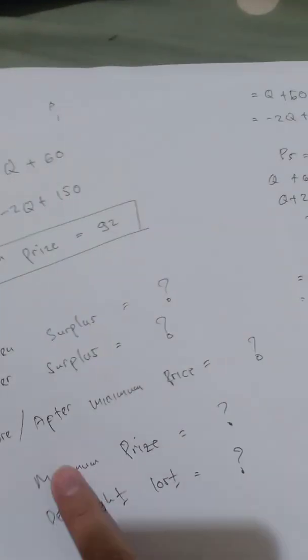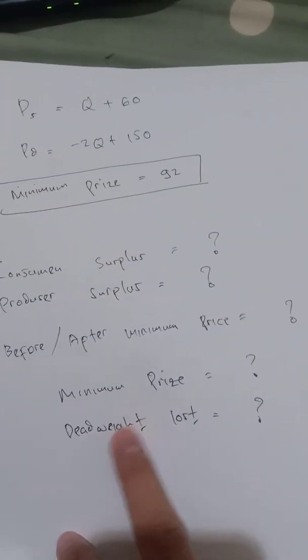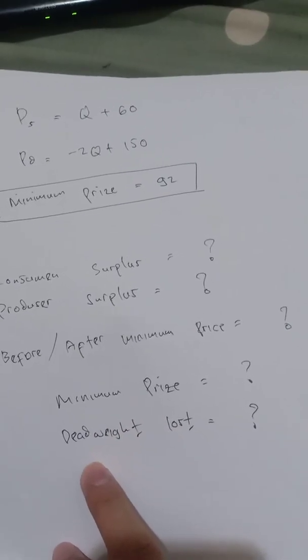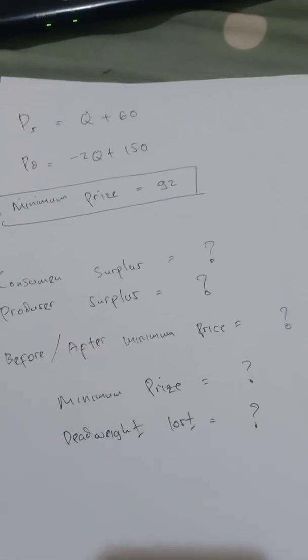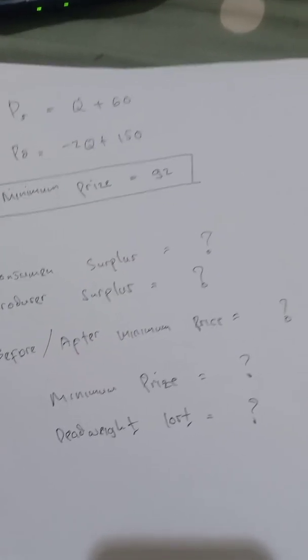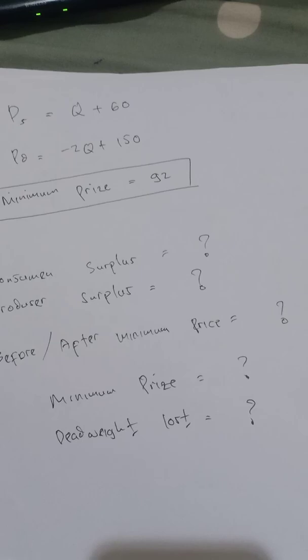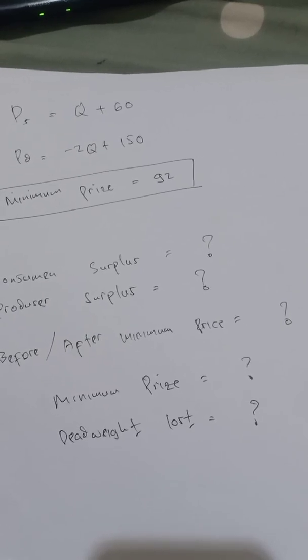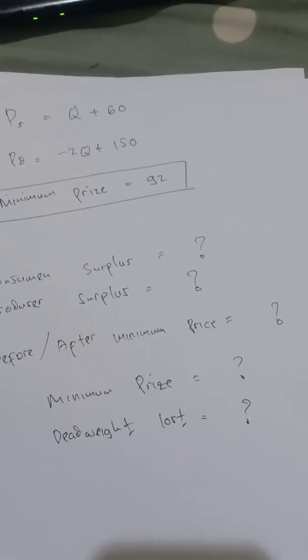Okay, now we will talk about the minimum price. The minimum price is the price at which a good or service can be sold. Thus, the seller cannot sell an item at a price below that base price.